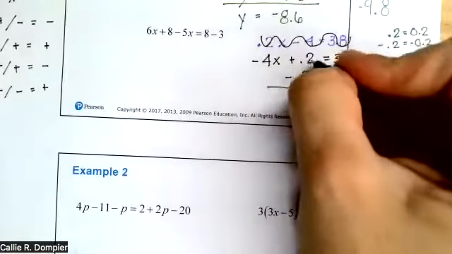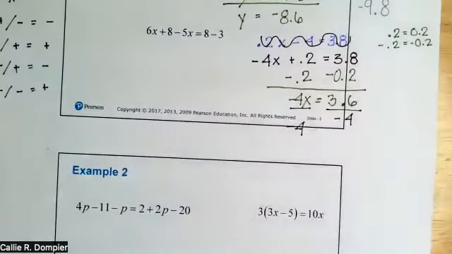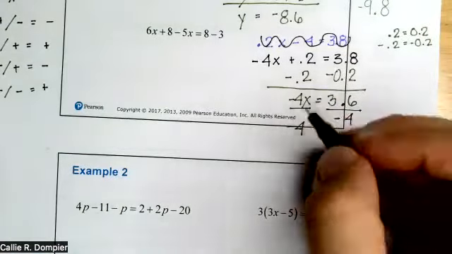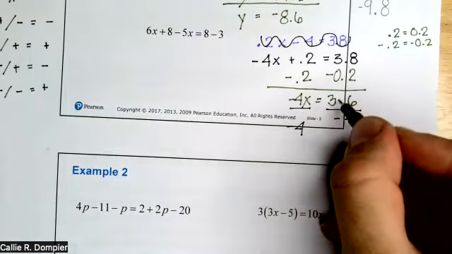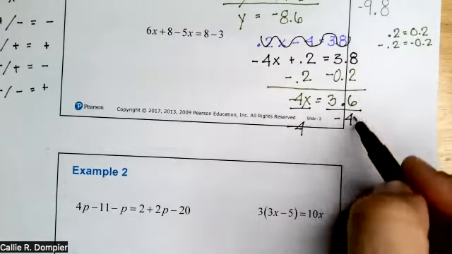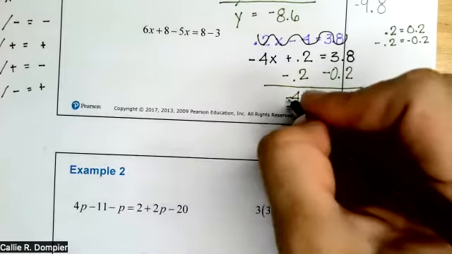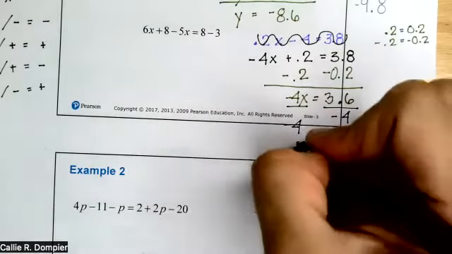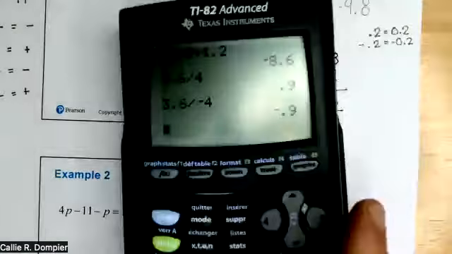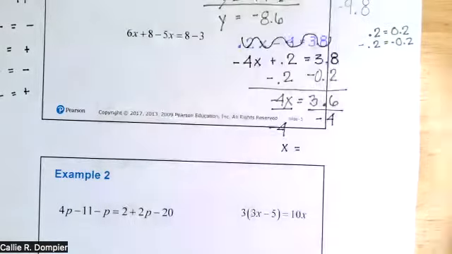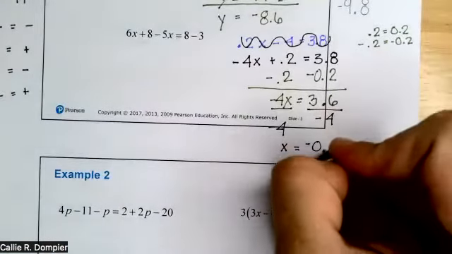So negative 4x plus 0.2 equals 3.8. That becomes negative 4x equals 3.6. I take that 3.6, I divide it by the negative 4. I take the negative 4x, I divide it by negative 4, and I get x is whatever your calculator says when you divide those. Negative 0.9.